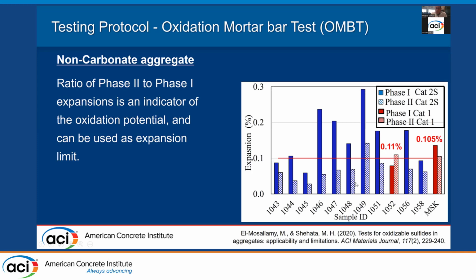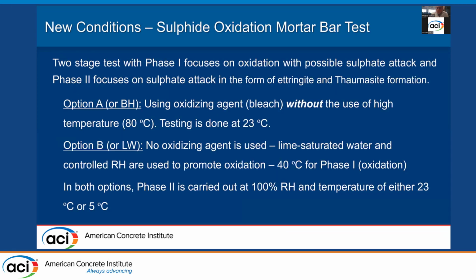that shows high expansion in this test. Even ASR: if you look at an ASR aggregate, you will see very high expansion in phase 1. Once you move the aggregate to 5 degrees Celsius, the slope of the curve will change dramatically. So if you take phase 2 divided by phase 1, it takes care of ASR, or even non-ASR aggregate with high silica. Now we move to another form of test.